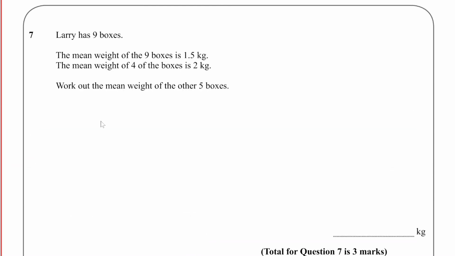Question 7. Larry has 9 boxes. The mean weight of the 9 boxes is 1.5 kilograms. This is going to be a reverse mean question, and we can undo the mean by multiplying. So we've got 9 boxes with a mean weight of 1.5 kilograms. So we can work out the total weight by doing 9 times 1.5. So a 9 plus half a 9, 9 plus 4.5 is 13.5 kilograms. That's the total weight of all the boxes.